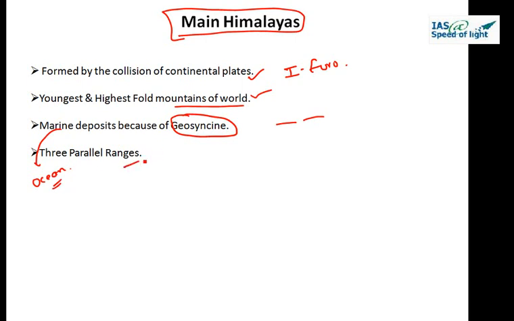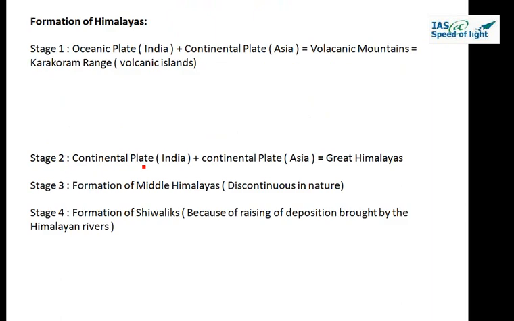These are three different parallel ranges. So this is about the main Himalayas. Remember, we have to speak about the Trans Himalayas, then the main Himalayas, and then the eastern hills. We are now talking about the main Himalayas: three different ranges, the highest and youngest fold mountains. We find marine deposits on the Himalayas, and there are three different parallel ranges. Now let us talk about the formation of the Himalayas. We will see some different stages.